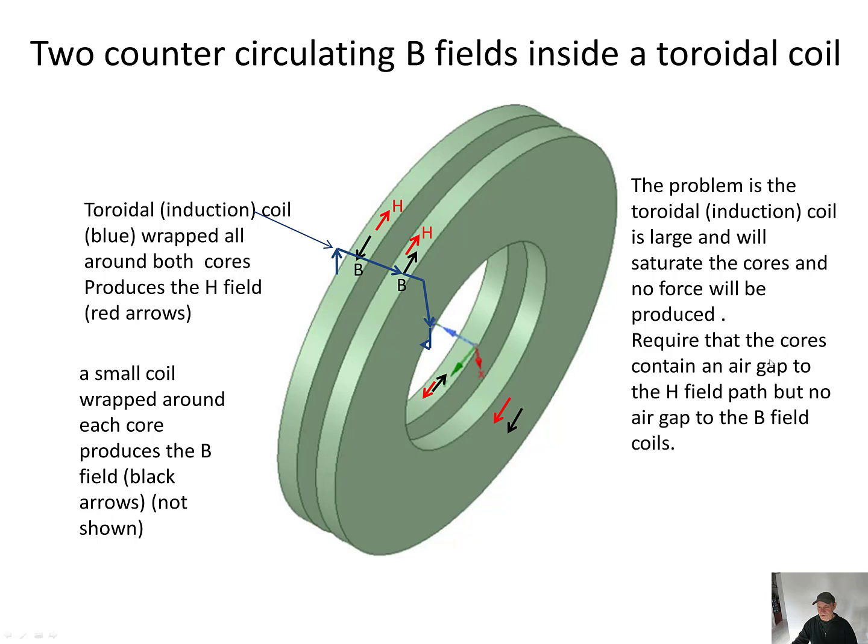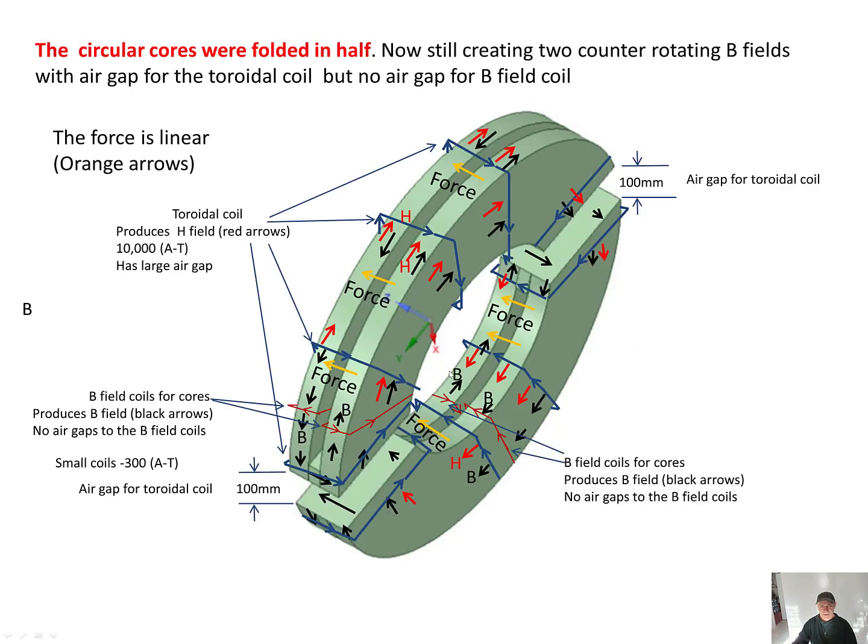It is required that the cores contain an air gap to the H field path, but no air gap to the B field coils. So we have a problem here. The toroidal coil will saturate the cores. So how do we solve this?